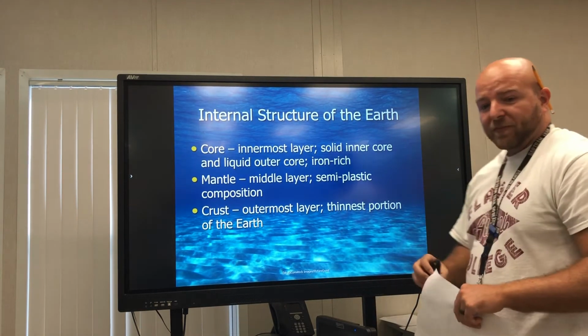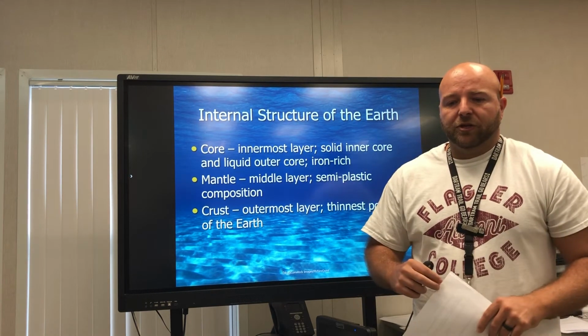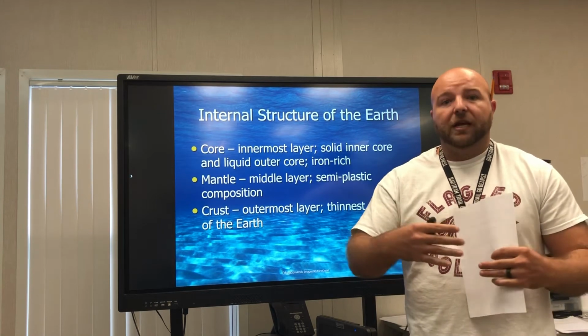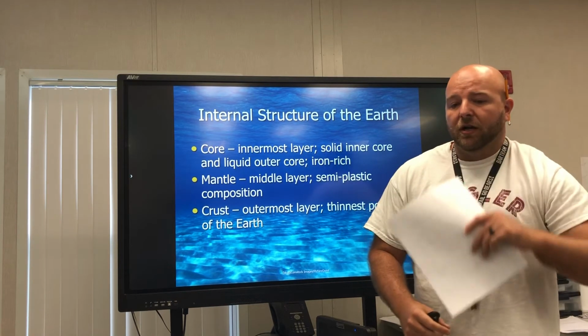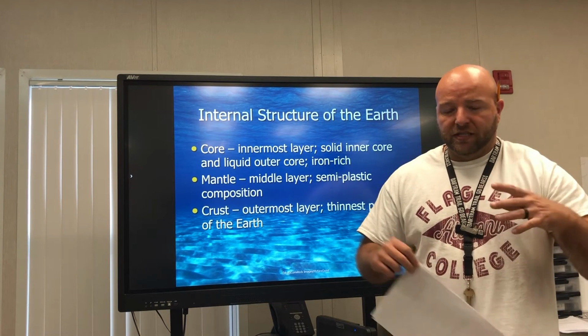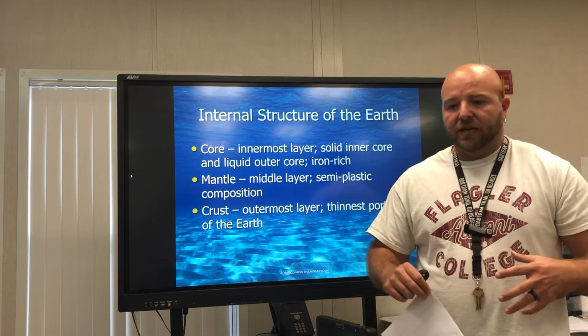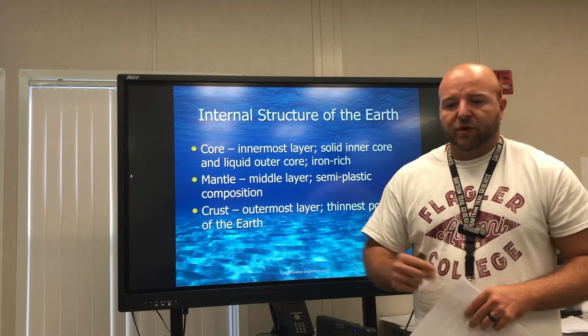The internal structure of Earth, we've got the core, the mantle, and the crust, and each of these can kind of be broken into an inner and outer layer as well. So the core is the innermost layer of Earth. It is the most dense, the most solid. It is very rich in iron.